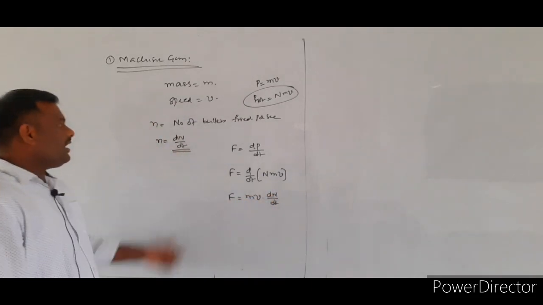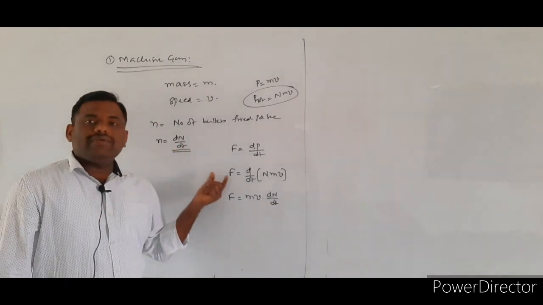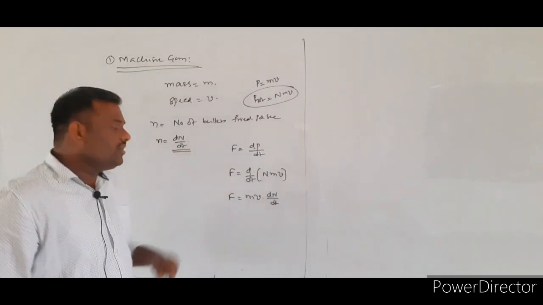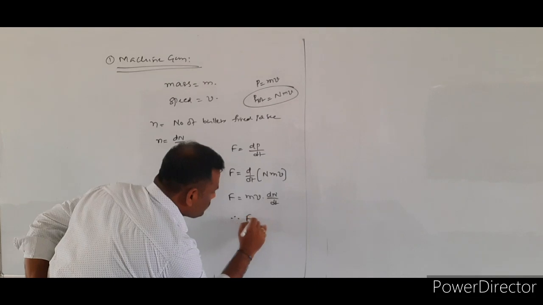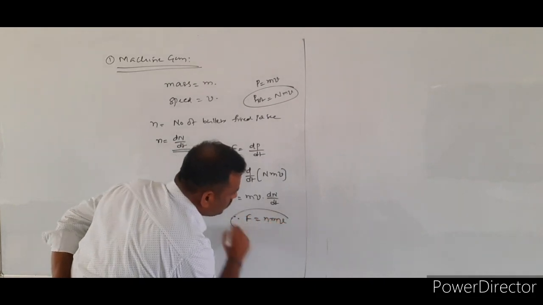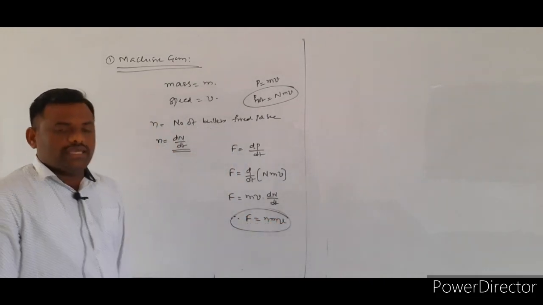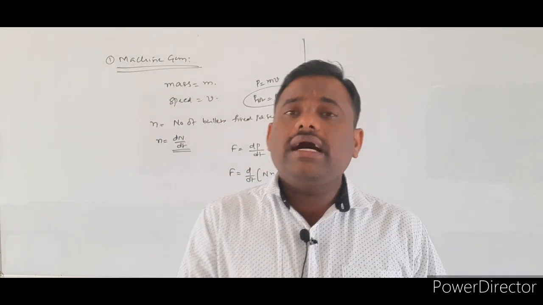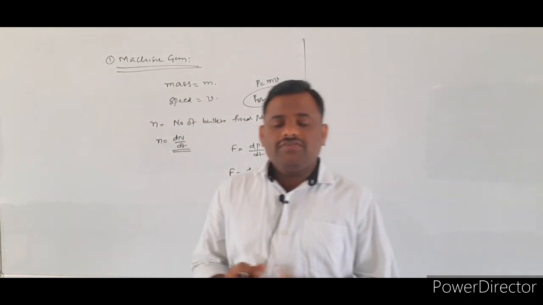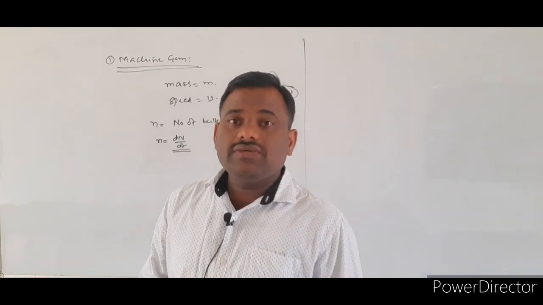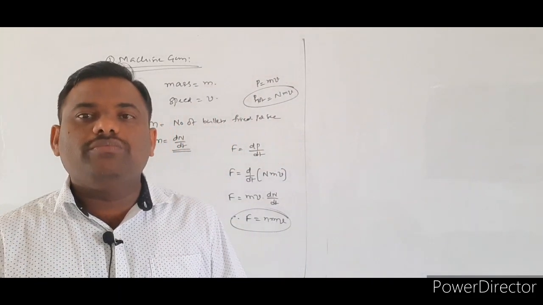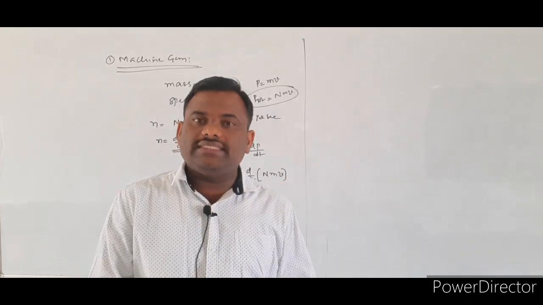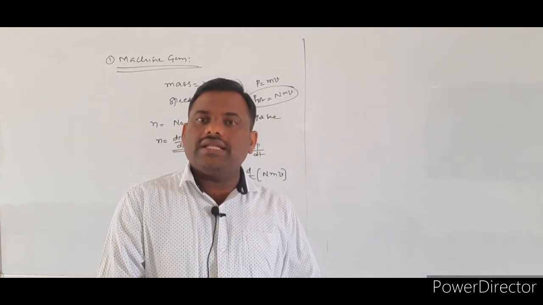dn by dt. Already we assume dn by dt value is equal to small n. So this formula becomes F is equal to nmv. So this is the formula for the amount of force required for holding the machine gun while it is firing n number of bullets per second. So this is the first application of Newton's second law.